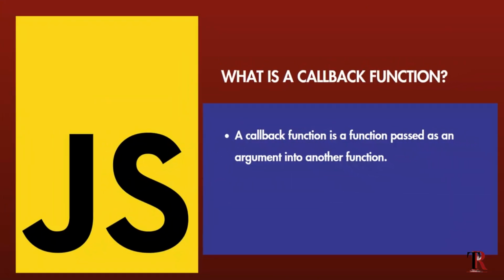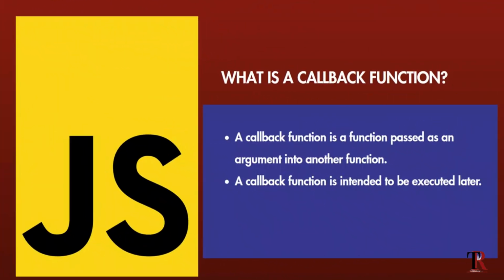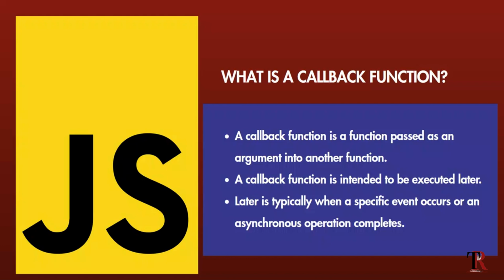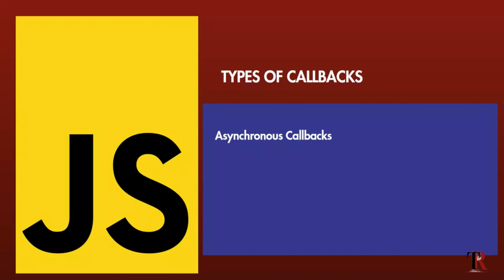So what then is a callback function? A callback function is a function passed as an argument into another function. Number 2, it's a function that is intended to be executed later. Later is typically when a specific event occurs or an asynchronous operation completes. Also, we have types of callback. Number 1 is asynchronous callbacks, and number 2 is synchronous callbacks. I will explain both in the code.